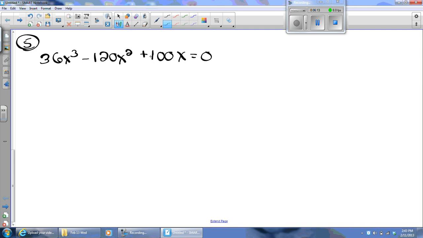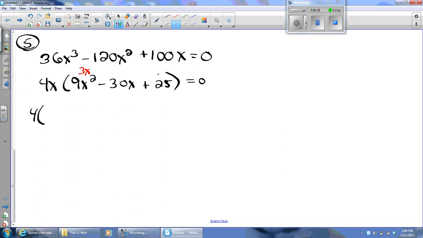And remember, there's a GCF hiding in here. And I think it's actually going to be 4x as my GCF. That'll leave me with a 9x squared minus a 30x plus a 25. Okay, now that 4x is going to stay out front, but this part in here is going to factor further. This is a perfect square trinomial. 3x, and this is 5. If I multiply 3x and 5, I get 15, and if I double it, I get 30x. So this fits the PST form.